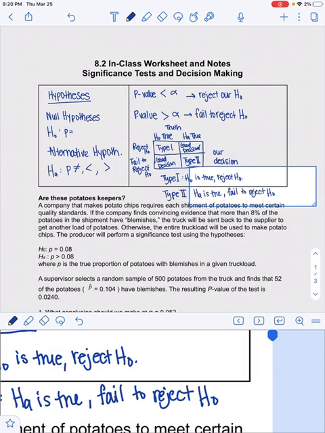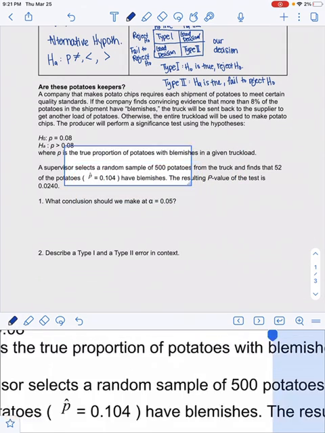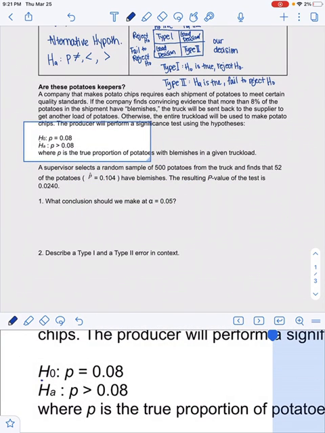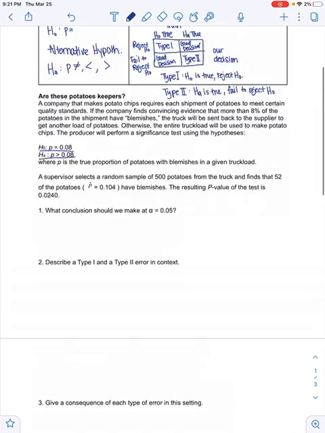All right, so those are our special notes. For this problem, keep in mind, here are our two hypotheses. All right, and then answer these questions accordingly. The key will be posted.